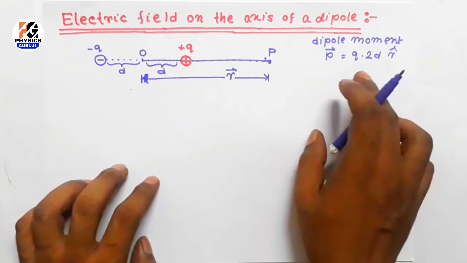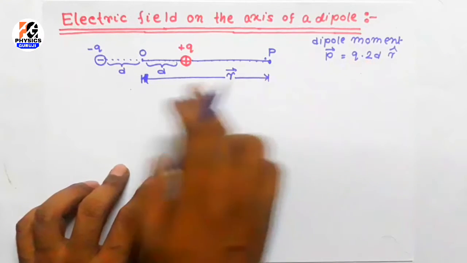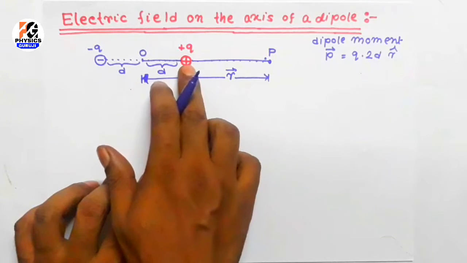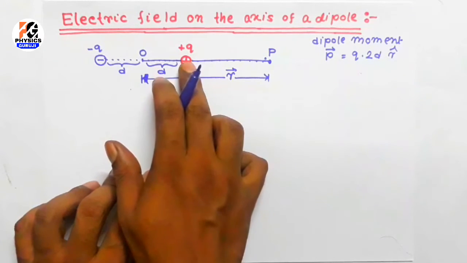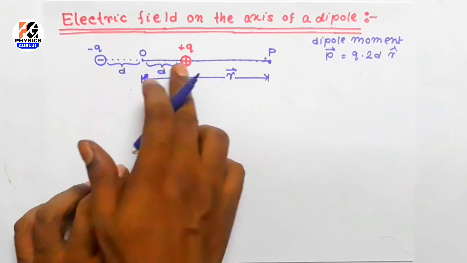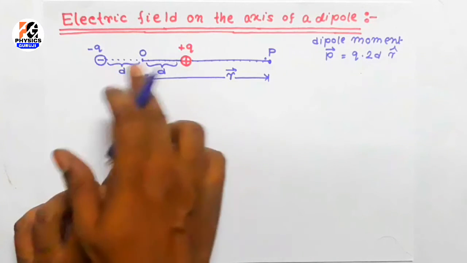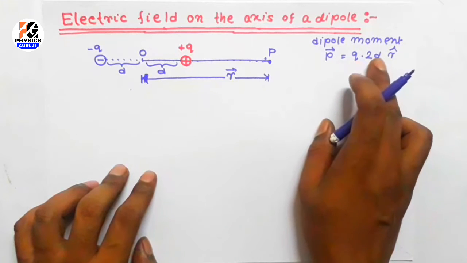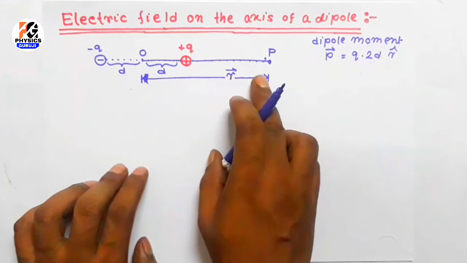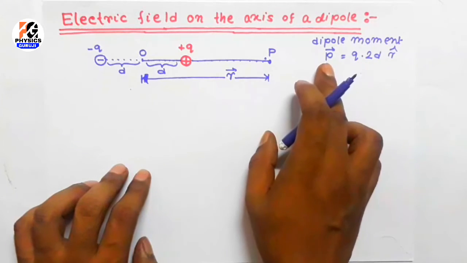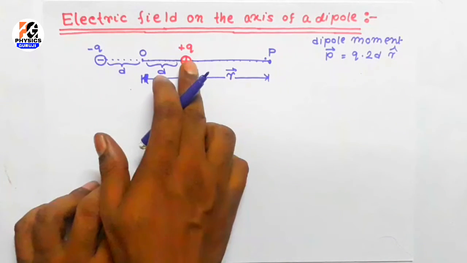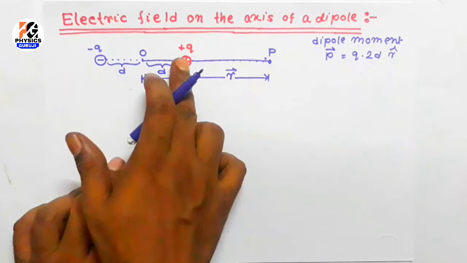Now first we define the dipole moment. Here the dipole moment means any one of the charges, that is q, times the separation between them, that is 2d. So p equals q into 2d, and the dipole moment is a vector quantity and its direction is from the negative charge to the positive charge, that means in the rightward direction.